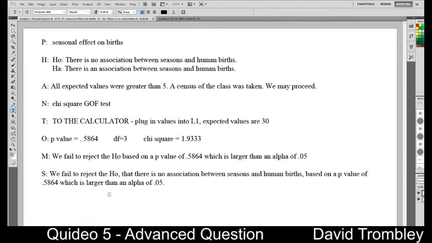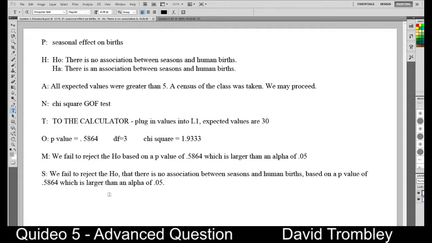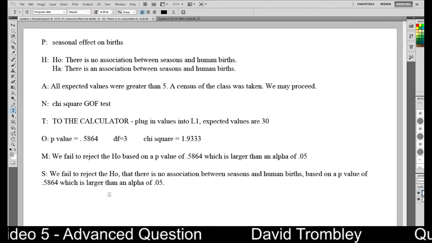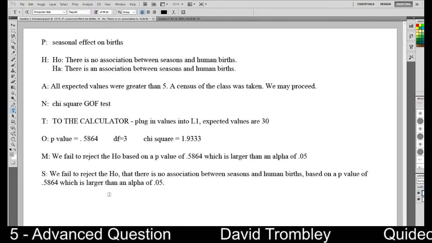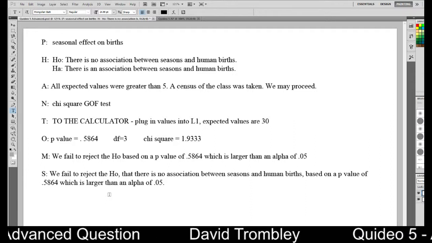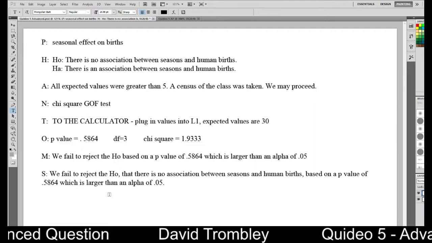So moving on to our assumptions, all of our expected values were greater than 5, which is they were all 30. And then a census was taken, so it is safe to say we may proceed. For our N, we are doing a chi-square goodness of fit test.